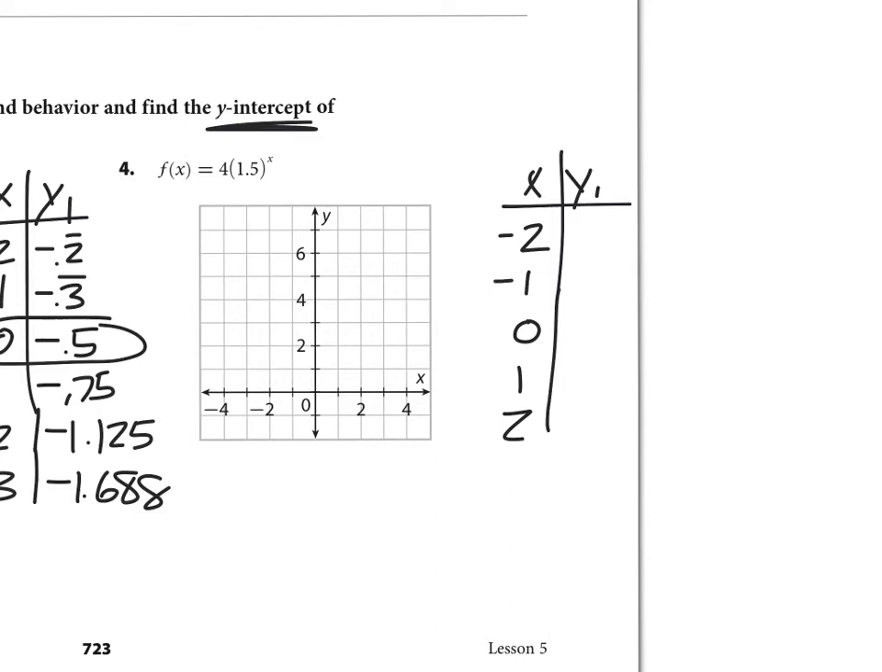So at -2, it's 1.78, we'll just round. At -1, it's 2.6 repeating, at 0, it's 4, then 6, and then 9. So we plot those points, about right here, and then about right here, 1 and 6, and 2, okay, so 9's not even on there.